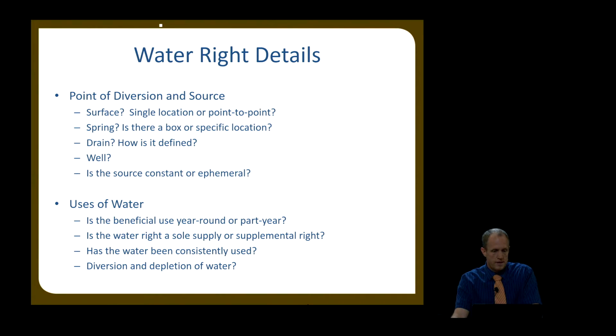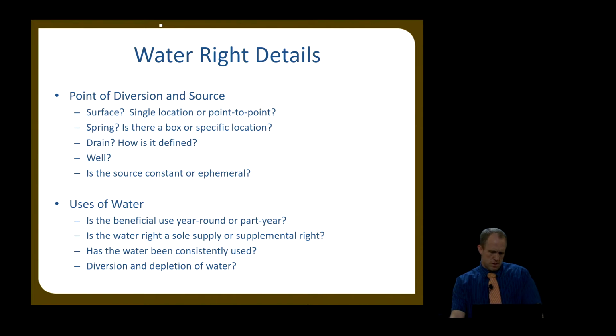Some other water right details. We've talked about the point of diversion, that we have surface sources, and those can be described as a single location, or they can be described as point-to-point. Point-to-point is generally a stock watering right, where you can start on a stream at a certain location, and your stock are allowed to drink from there to another point further downstream. Is it a spring? Is there a box there, or a specific location? Or could it be a drain or a well? Another question is, is the source constant or ephemeral?